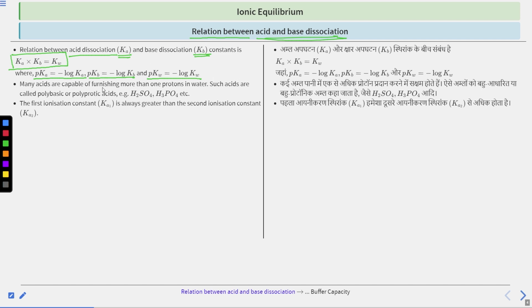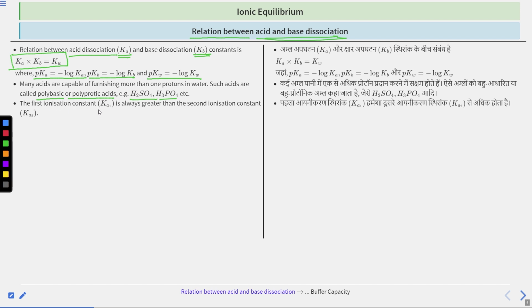Many acids are capable of furnishing more than one proton in water. Such acids are called polybasic or polyprotic acids. For example, H2SO4, H3PO4, etc. So there are many acids which can donate more than one proton when dissolving in water, and these acids are known as polybasic or polyprotic acids.